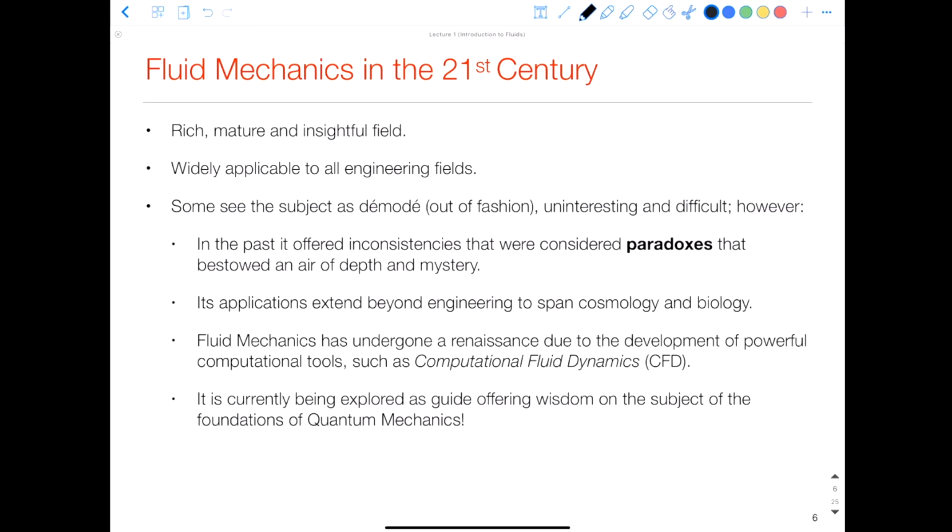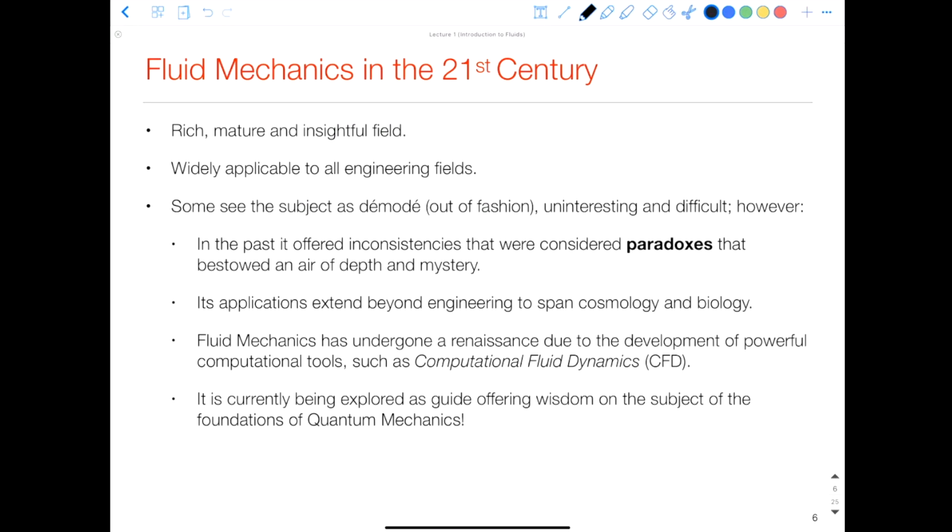Fluids can also be seen sometimes as quite difficult. There are a lot of complex equations involved in fluid dynamics, fluid mechanics, but if we can give a good understanding of some of the basic concepts, it becomes a lot less scary as we go through it.